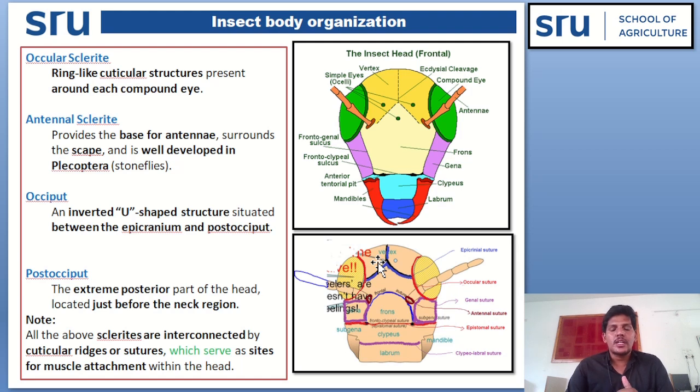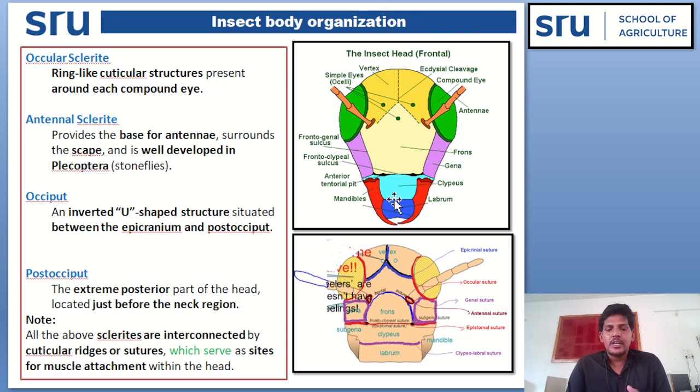Next, ocular sclerites, the ring-like cuticular structures present around each compound eye. Next, antennal sclerites. These provide the base for antennae and surround the scape part of the antenna, and they are well developed in Plecoptera, that is stoneflies.